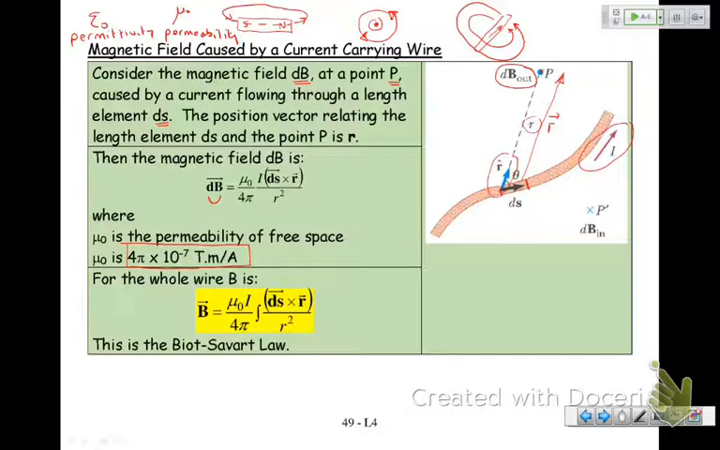So I get B, my total magnetic field at this point, P, is equal to mu naught I over 4 pi integral ds crossed with r over r squared. And that, my friends, is Biot-Savart. That's the bit that you learn. Okay? And we're going to learn how to use it.